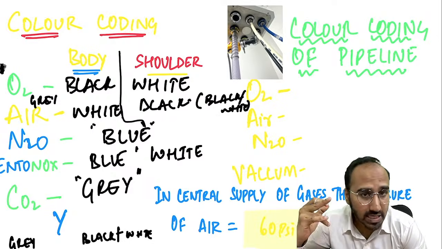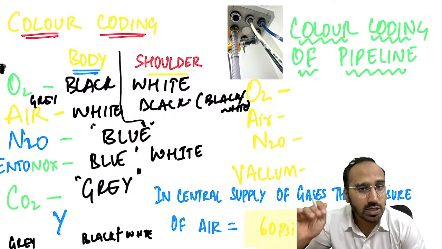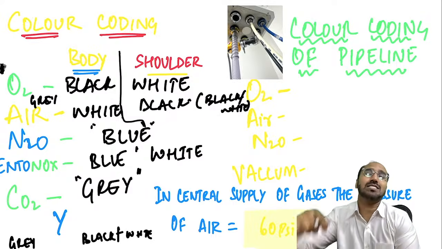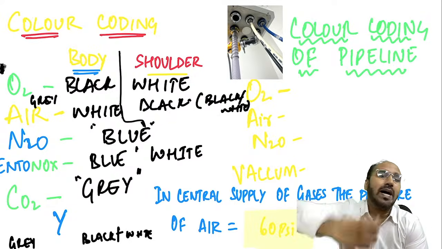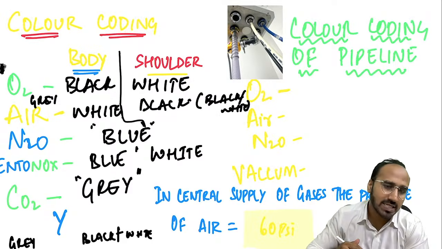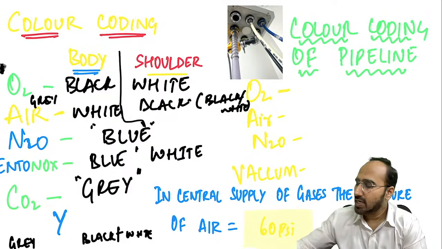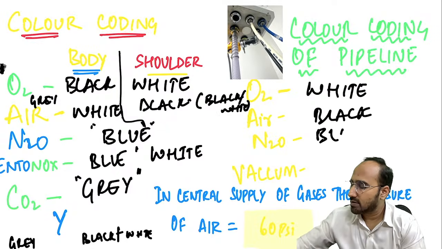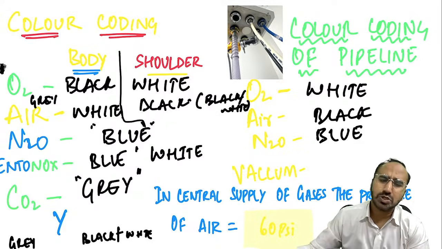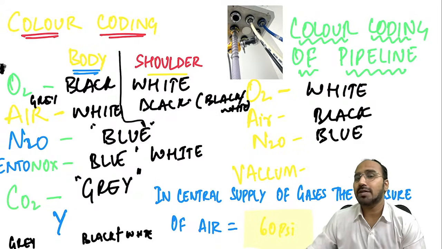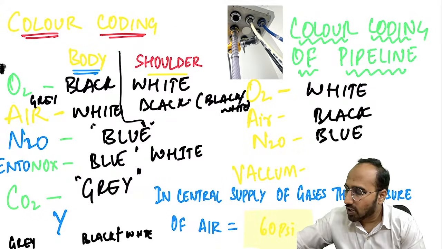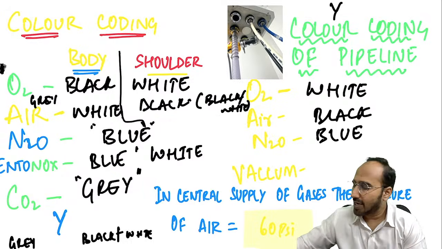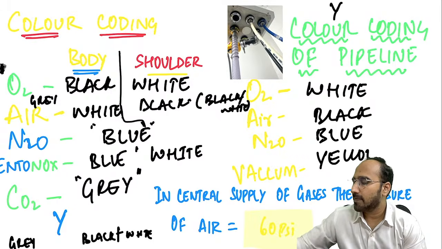But if cylinders doesn't work, then hospital is also equipped with central supply of gases that comes with a different color of the pipeline. What is the pipeline color of oxygen? It is the shoulder color of the cylinder. Oxygen का कितना होगा? क्या होगा भाई? White होगा. Air का black. Nitrous, it is blue. Vacuum is used for suction and all. So vacuum pipeline color, remember guys, vacuum starts with what? V. Add a stroke, it looks Y. So vacuum pipeline color will be yellow color.